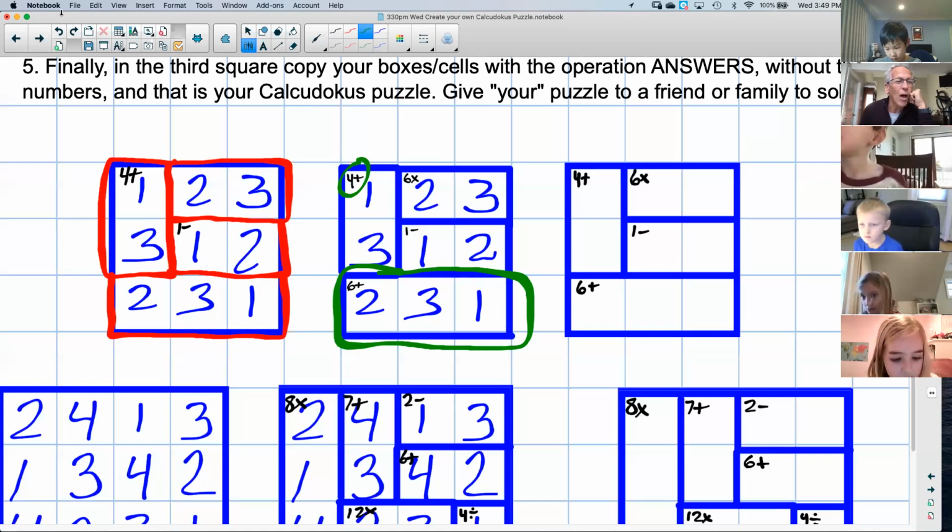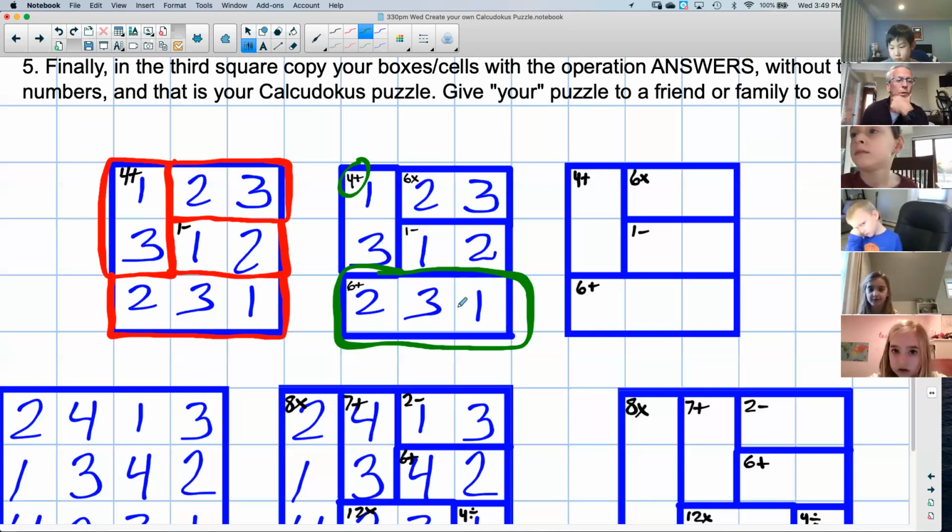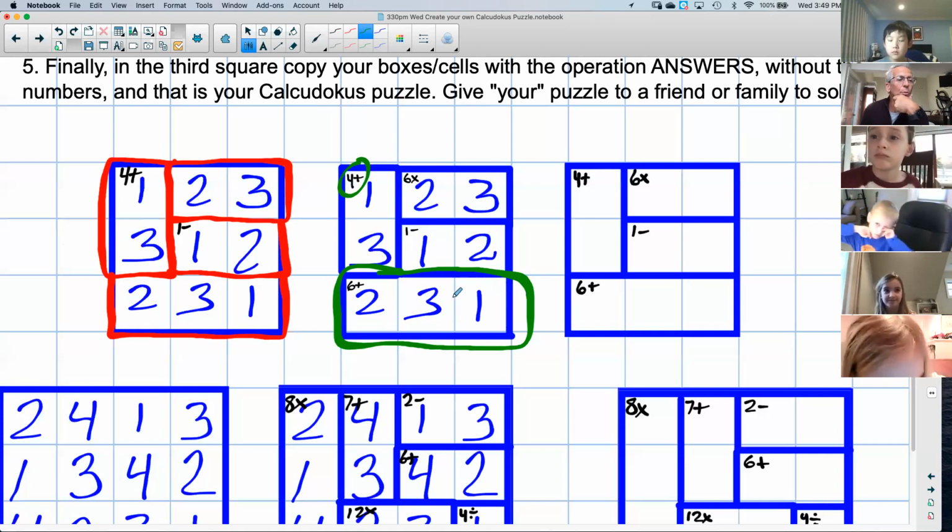Does anybody else want to help? I've got a 2, a 3, and a 1. Sabrina? Because 3 plus 2 plus 1 equals 6. Aaron, did you see that? Sabrina, why don't you say it again? Aaron was looking at something else.